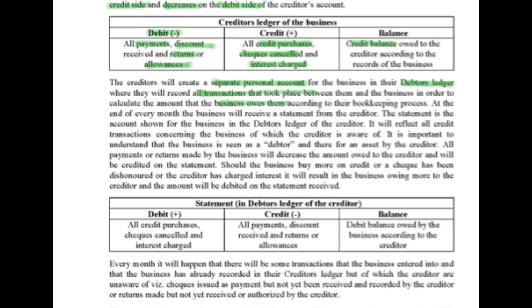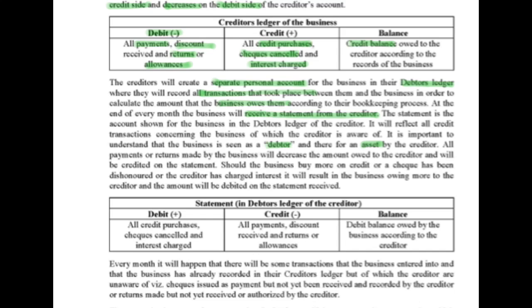So at the end of the month, the business will receive a statement from the creditor. This statement is the account shown for the business in the debtors ledger of the creditor. So in other words, it will reflect all credit transactions concerning the business of which the creditor is aware. So it is important to understand that the business is seen as a debtor, and therefore it is an asset in the creditor's books.